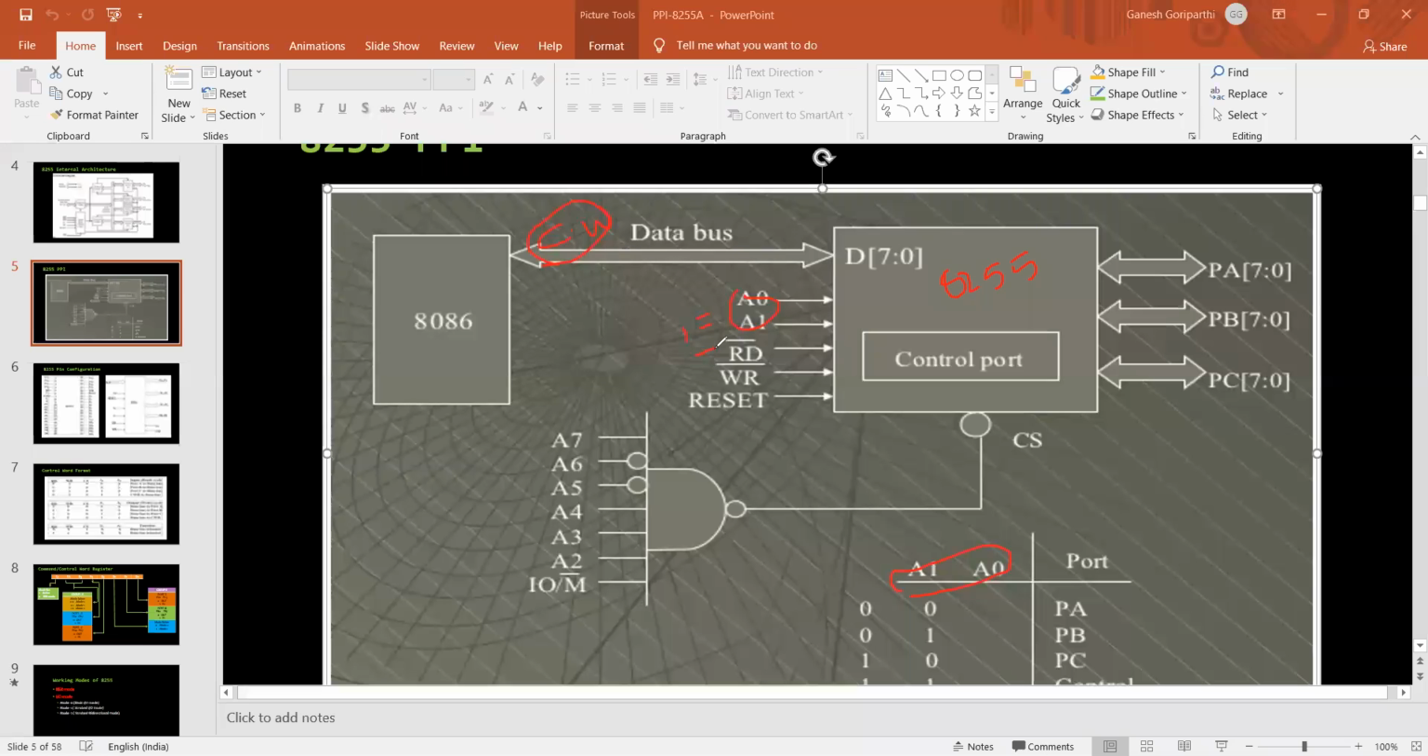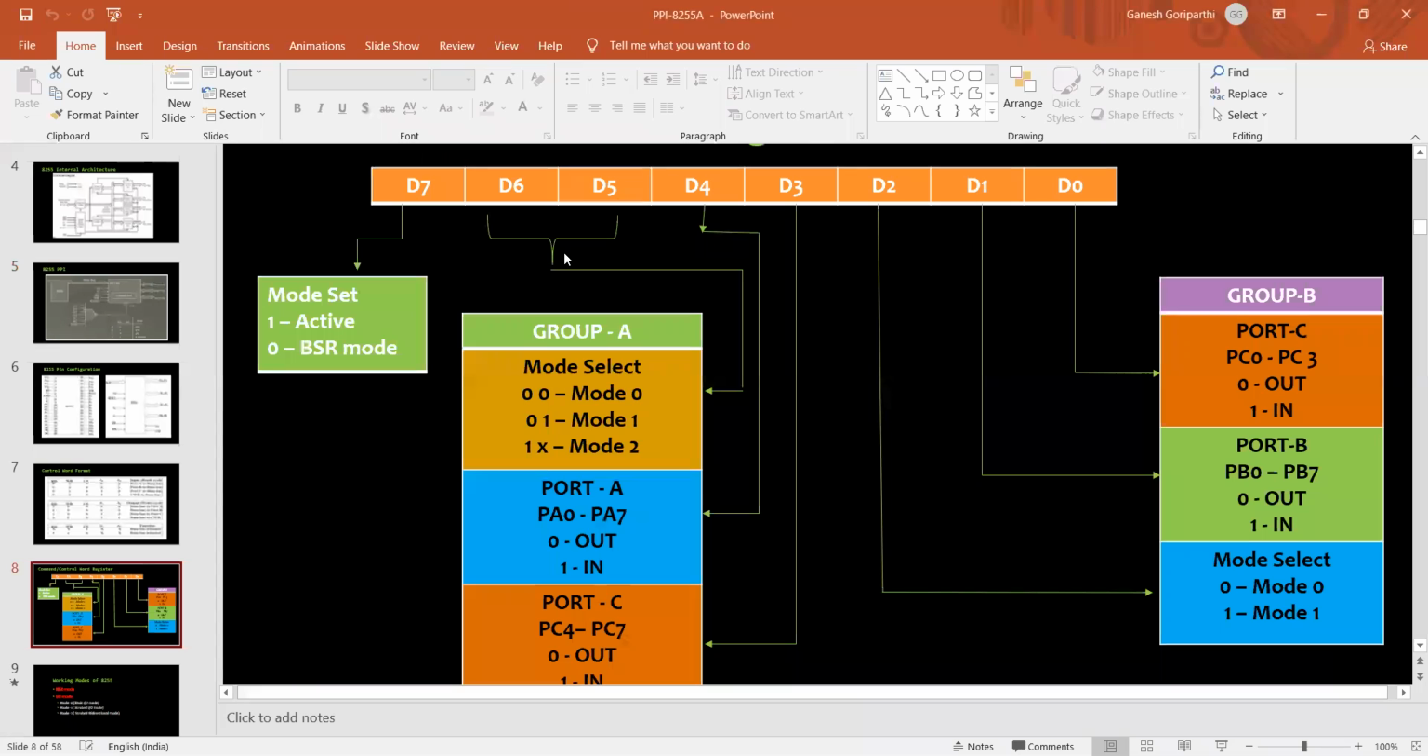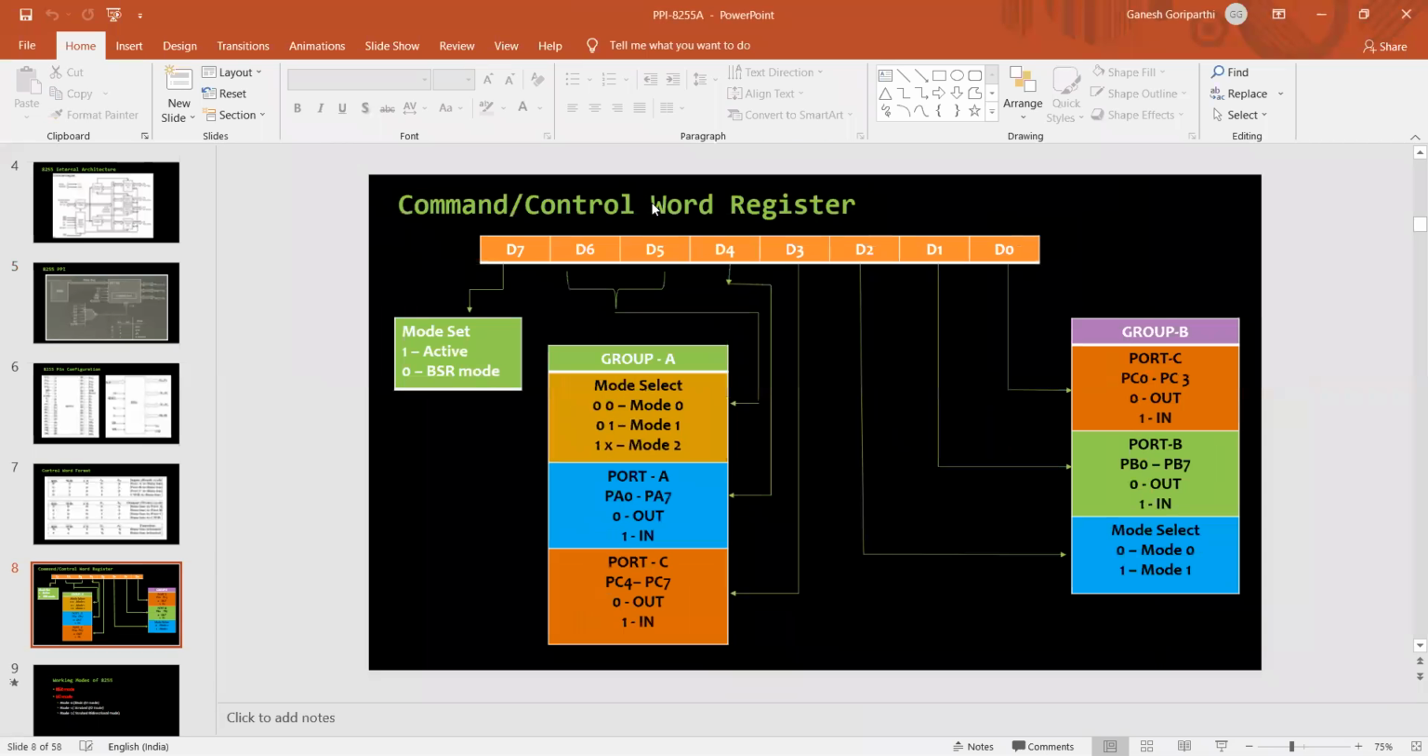In the remaining cases, what happens, we saw. Let us now see what that command word is. Command word is an 8-bit register through which you can control the operation of 8255. So the values of each and every bit in the command word register matter.